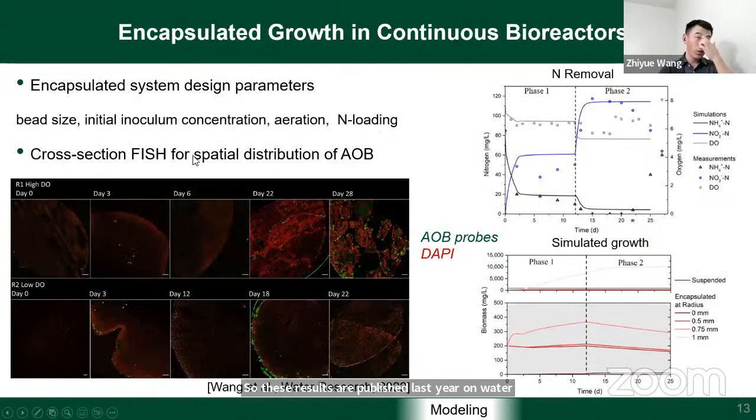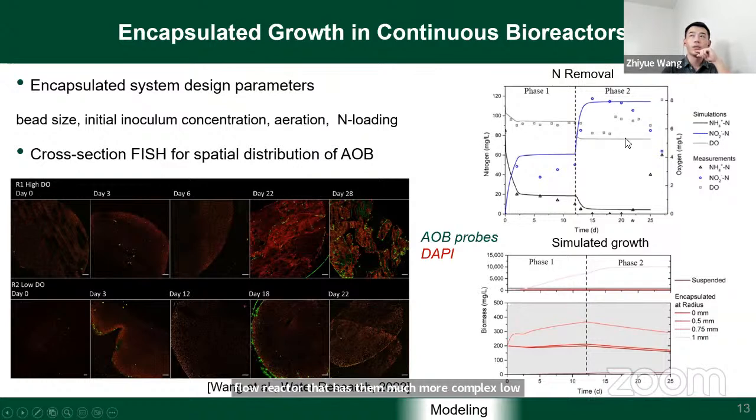With this tool in hand, we tested several design parameters for the encapsulated system. For example, the bead size, how big the radius or diameter of the bead is, will affect the diffusion of oxygen. We also tried different inoculation concentrations to find the optimized ratio of microbes and encapsulant. And we tested different aeration and nitrogen loading in a continuous flow reactor that has a much more complex flow condition and also shear stress.